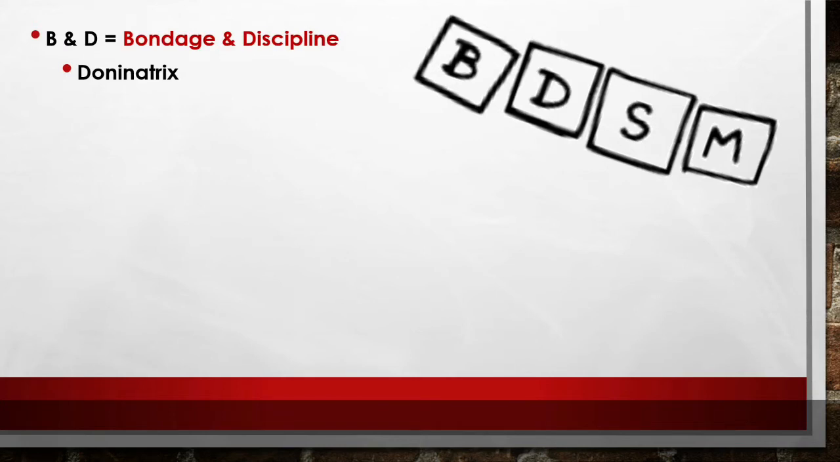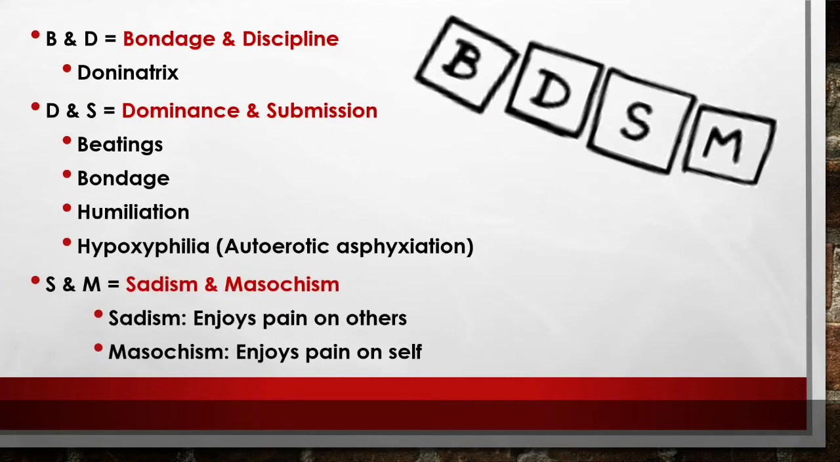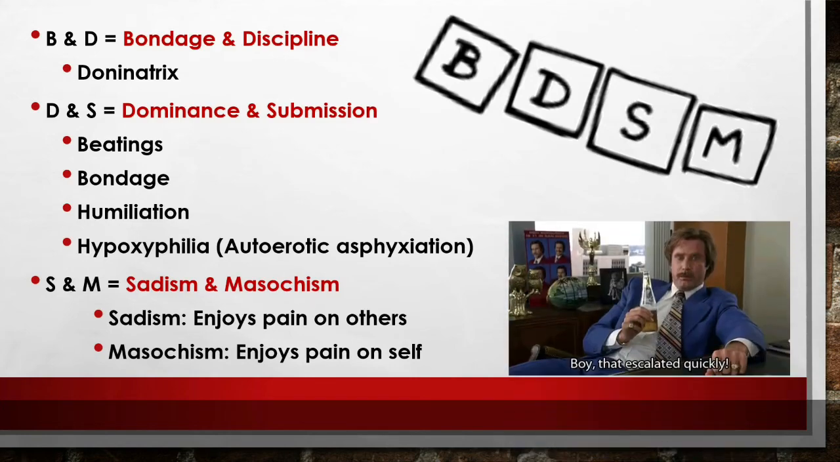Another popular paraphilia is BDSM. Although it's 4 letters, it stands for a couple different meanings. B and D is bondage and discipline. D and S is dominance and submission. Here are a couple of examples. And S&M is sadism and masochism, which are pretty familiar to most people.